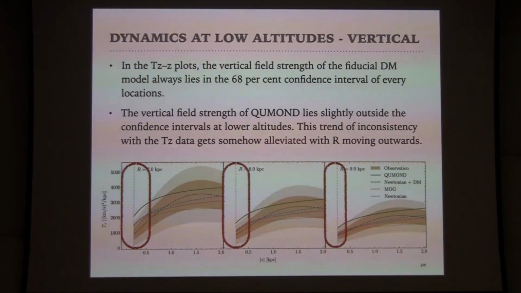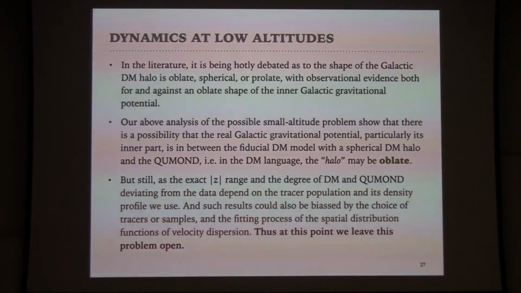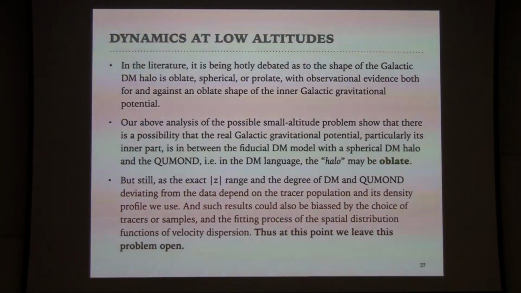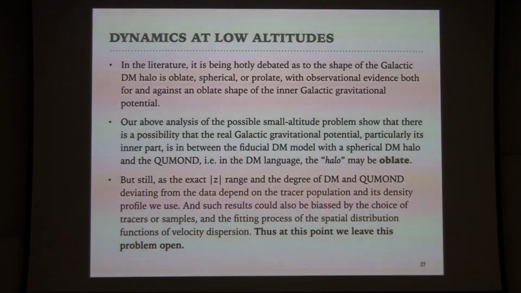And when we turn to the TZ plots, we observe a different trend. Here, the vertical strengths of the fiducial dark matter model consistently lie within the confidence interval, but the TZ of Q-MOND appears to lie slightly outside the confidence interval at lower altitudes, and this trend of inconsistency seems to lessen as the R increases. So this reminds us of the question about the shape of the galactic dark matter halo, whether it's oblate, spherical, or prolate.